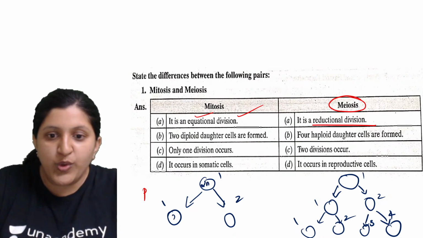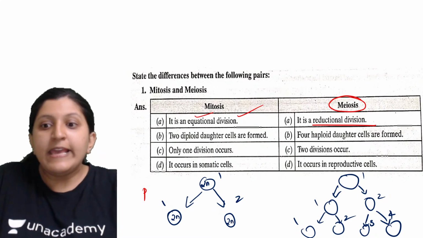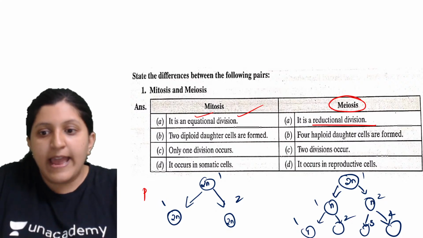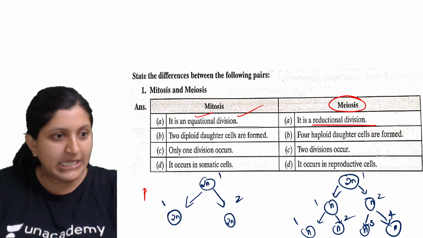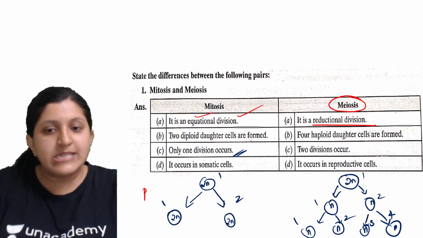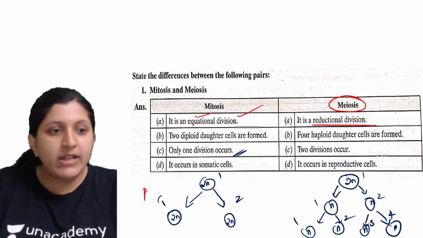So this was 2n, this is 2n, and this is 2n, that is 2 sets of chromosome. Here this was 2n, and this is n, this is n, and the haploid set of chromosome will be maintained in here. Now in mitosis only one division you can see. So this occurs only in one stage.